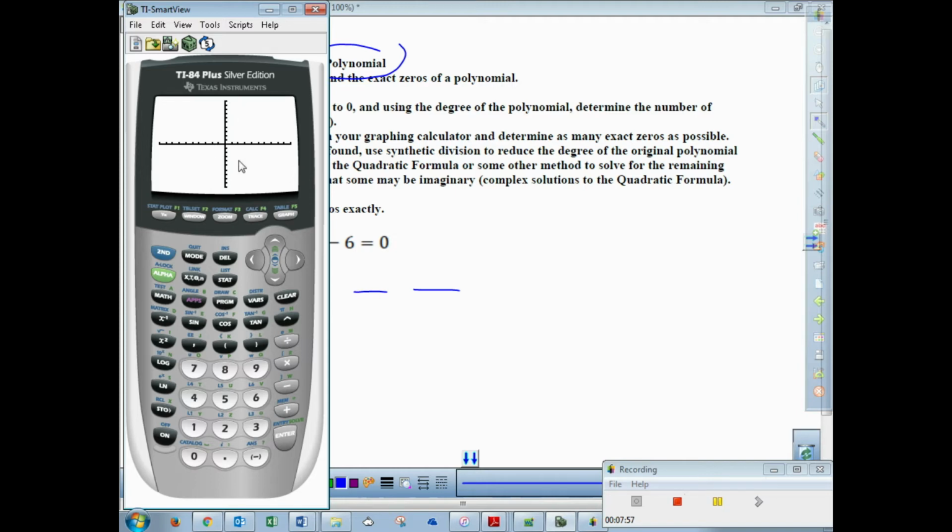So what happens is, if the roots are irrational, they always come in conjugate pairs. If the roots are imaginary, aka complex, they always come in conjugate pairs.